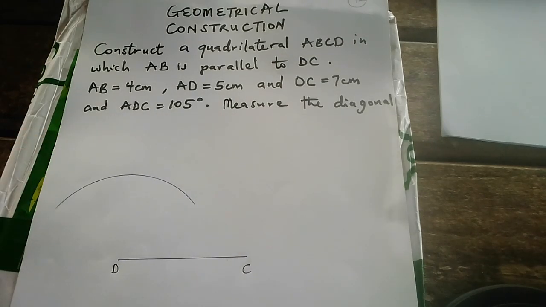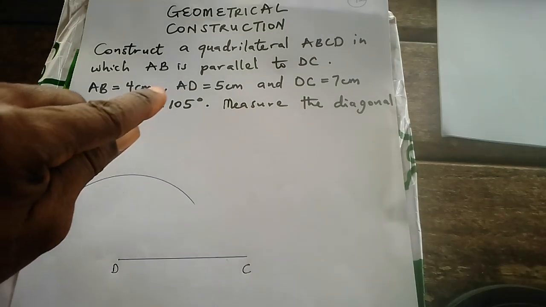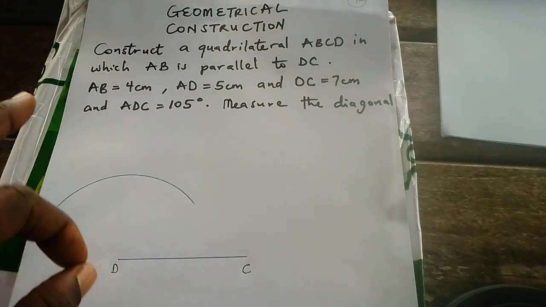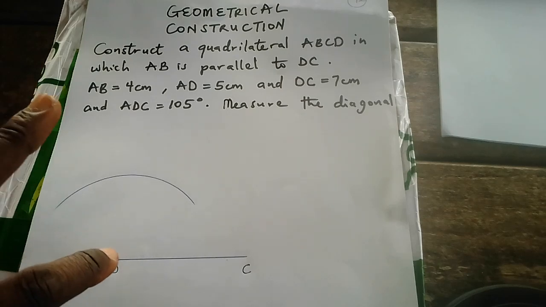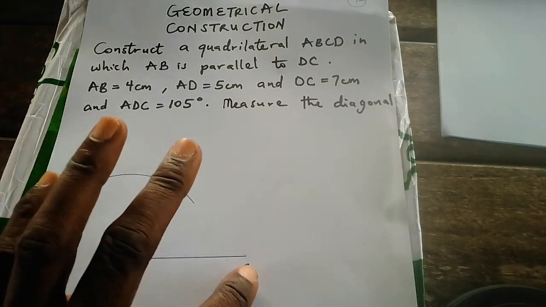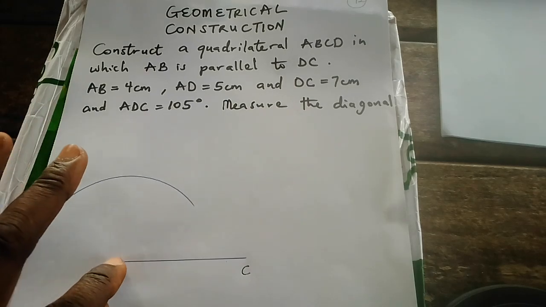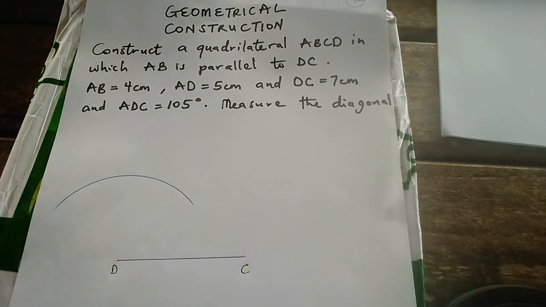Then they say angle ADC is 105 degrees. Angle ADC is 105 degrees. So that means on this D here, ADC. So on this D, we are going to measure angle 105 degrees. How are we going to measure angle 105 degrees? Normally, that angle should face this side.